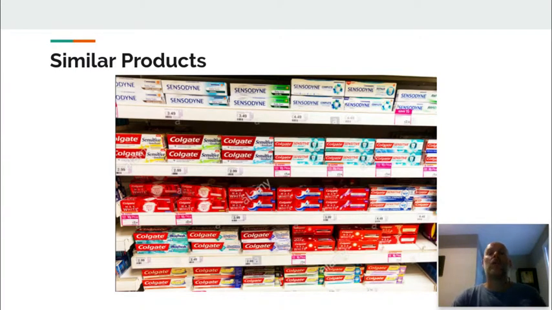Other kinds put all the different brands in different areas. Your Levi section is going to be over here. Your Lucky brand is going to be over there, or whatever the jeans are. I don't know, I only go shopping twice a year. I don't know the brands.